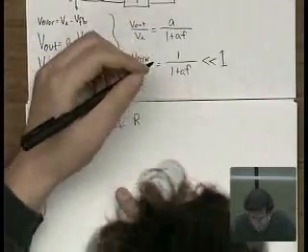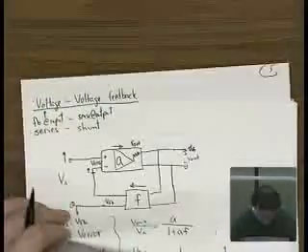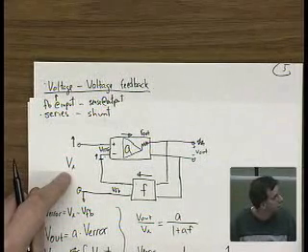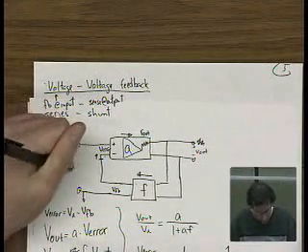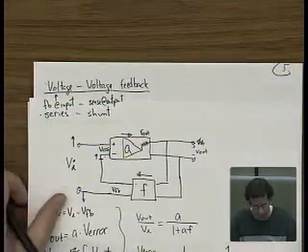Any questions? VI, this is this? VI is the input voltage. Does that help? Okay.